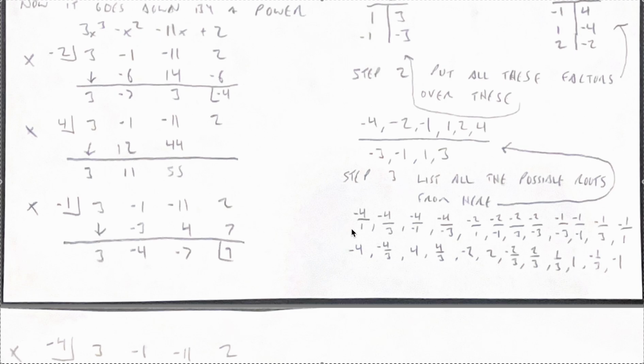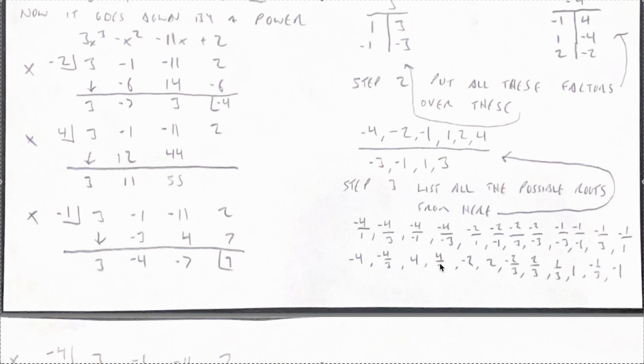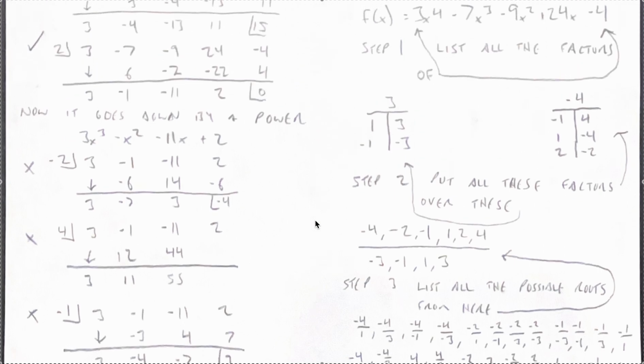And then this second row is just simplifying. Negative 4 over 1 is negative 4. Negative 4 over negative 1 is 4. Negative 2 over 1, negative 2, and so forth. So this row right here is all the possible roots. You take all these possible roots and you move on to step 4. Step 4 is where you test to see if these are roots using synthetic division. And you know that they're an actual root because when you do synthetic division, the remainder will be 0.